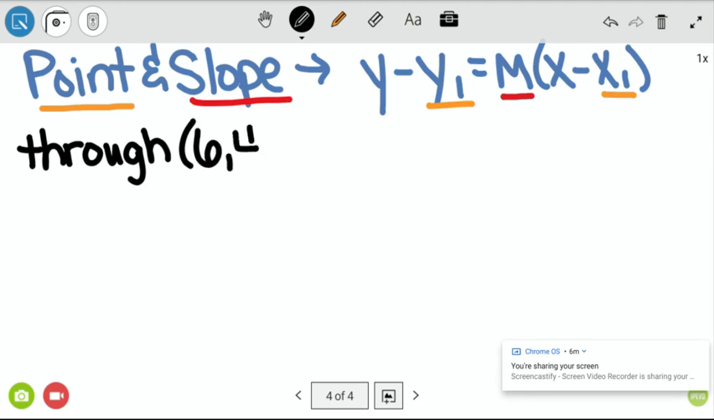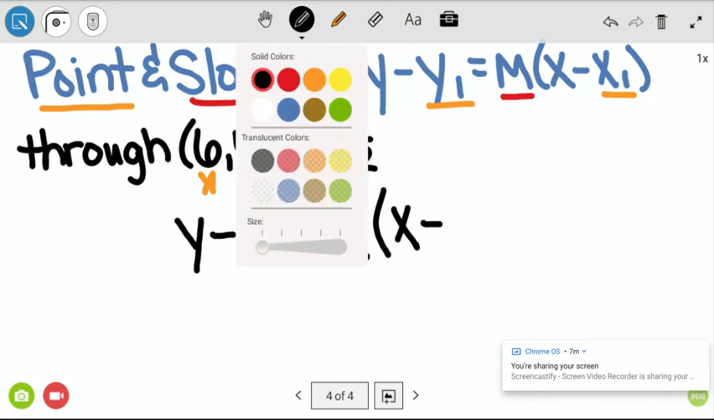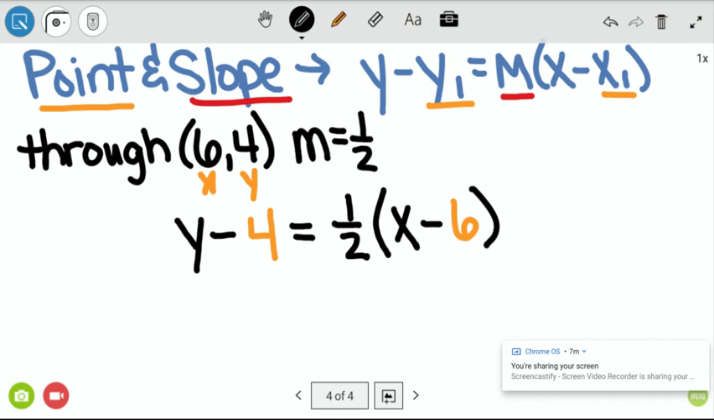So if I tell you you have a point that is going through (6, 4), and the slope is 1/2, we are going to put this into point slope form. Just a reminder that your x coordinate is 6, the y coordinate is 4. So if we want to plug this in, we start out with y minus, now the y coordinate is 4. Then we say equals, our slope is 1/2, and then x minus the x coordinate here is 6. So this is point slope.